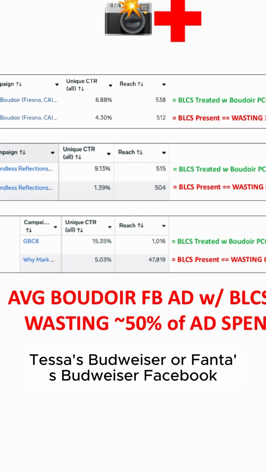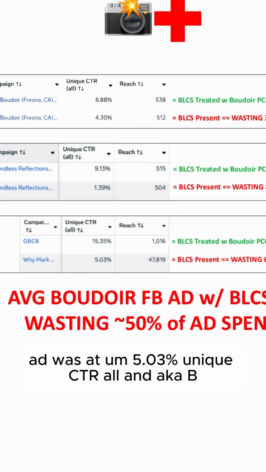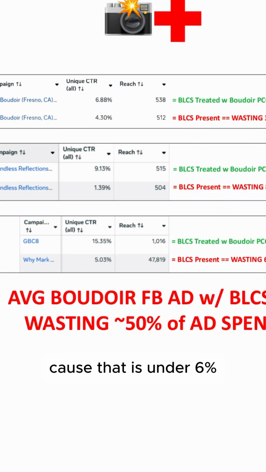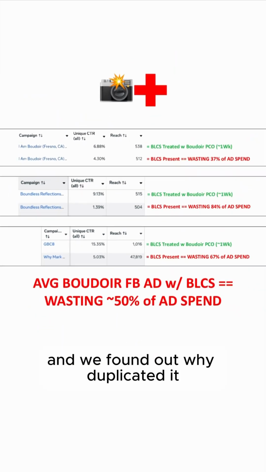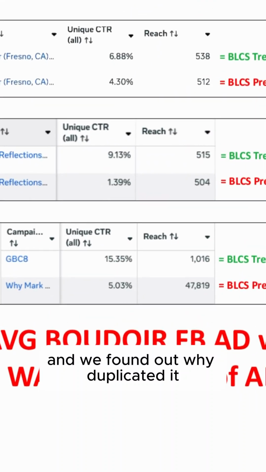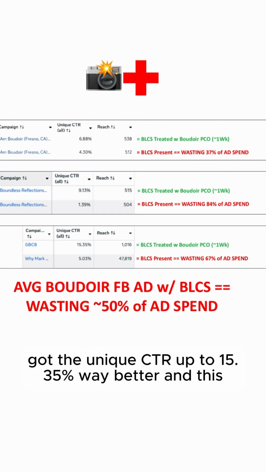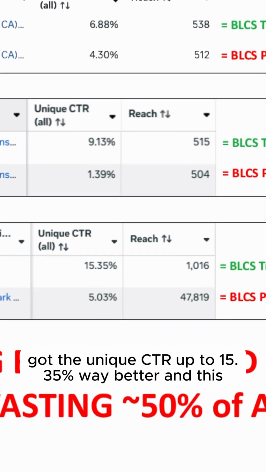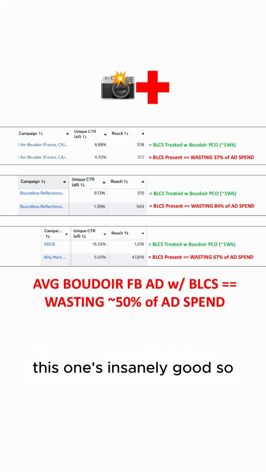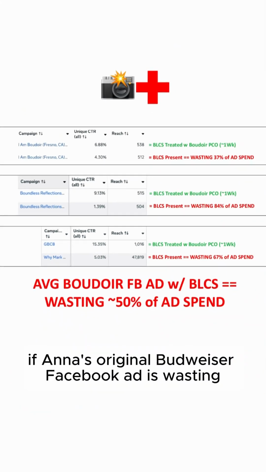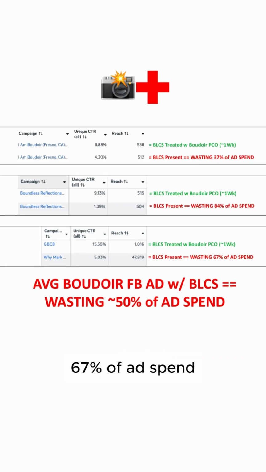Finally, had a patient test his Boudoir Facebook ad, and found out it was at 5.03% unique CTR, aka BLCS was present, because that is under 6%. I duplicated it, treated it with Boudoir Pico, took about a week, got the unique CTR up to 15.35%, way better. And this one's insanely good. So we found his original Boudoir Facebook ad is wasting 67% of ad spend.